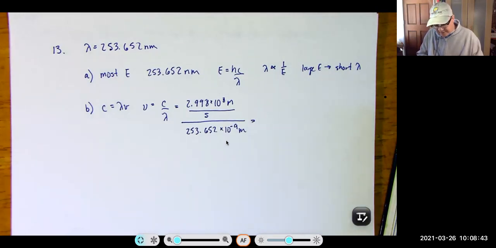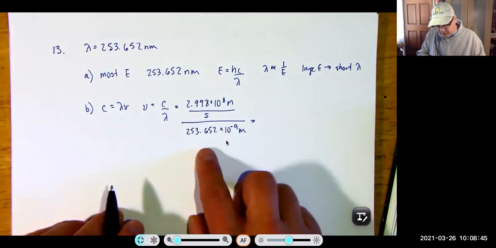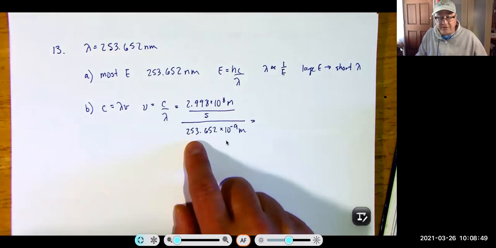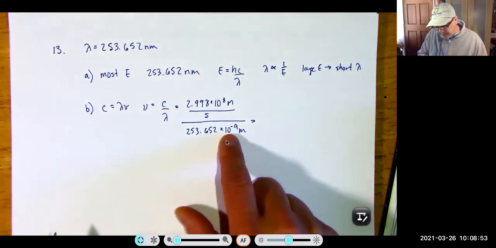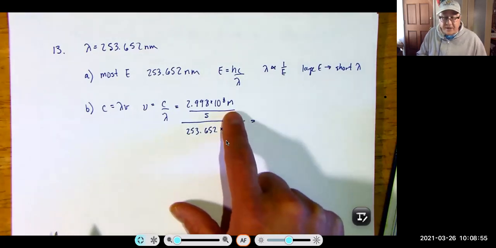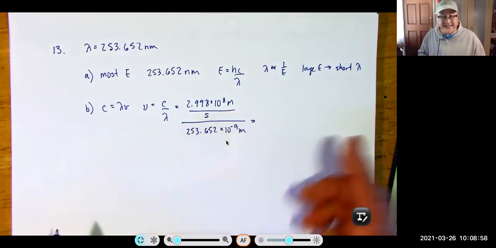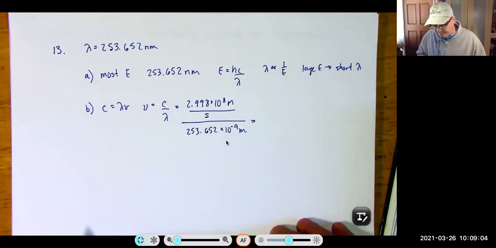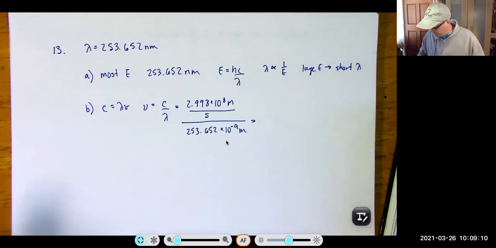Okay, and when I estimate this answer, I know that 2.9 over 253 is close to 1/100th. And this 10 to the minus 9, when it goes in the numerator, becomes 10 to the positive 9. So I get 10 to the 17. So 1/100 times 10 to the 17th is roughly 1 times 10 to the 15. So that's my estimate. It's going to be bigger than 1.